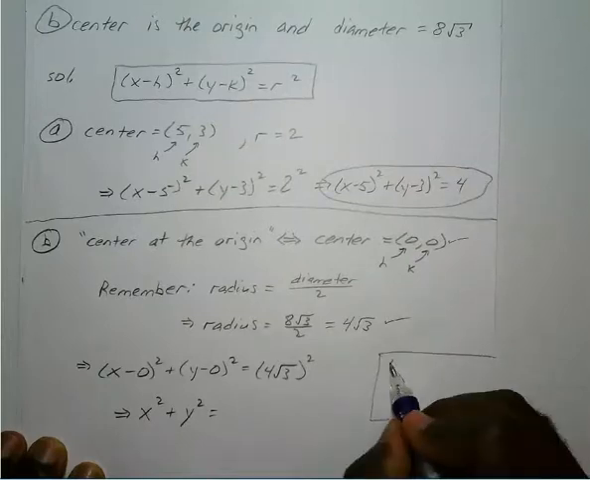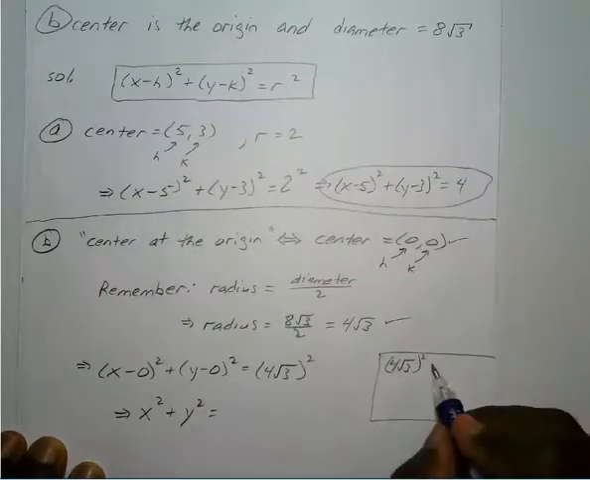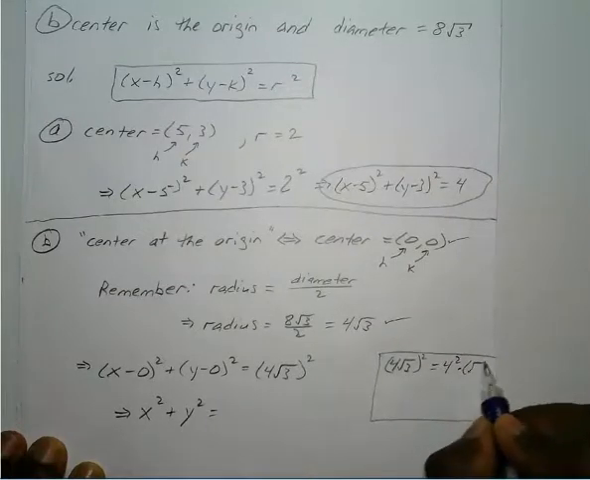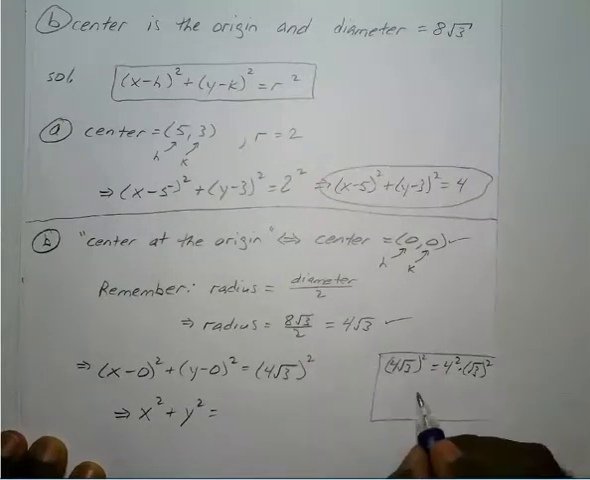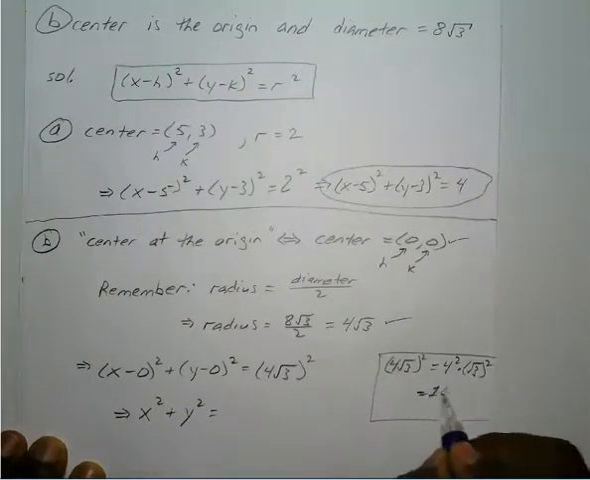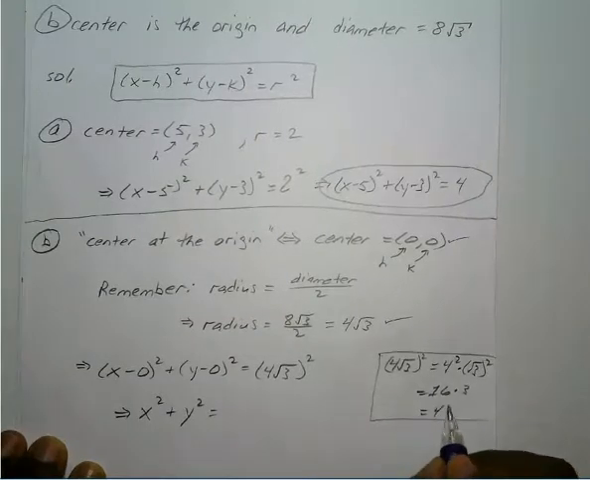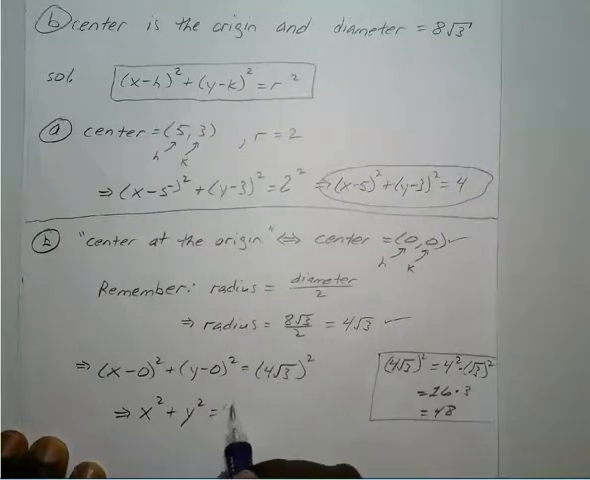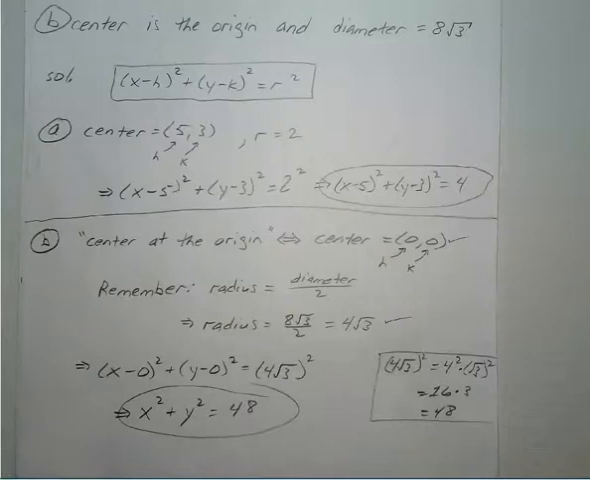Kind of do that. So 4 square root of 3 squared is just 4 squared times square root of 3 squared. So 4 squared is 16 times square root of 3 squared is just 3. So that's equal to 48. So you have x squared plus y squared equals 48 as your standard form of the equation.